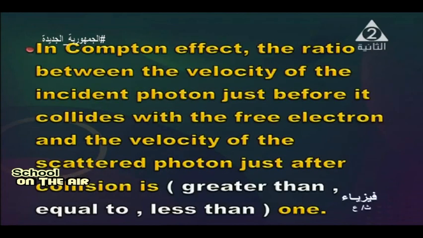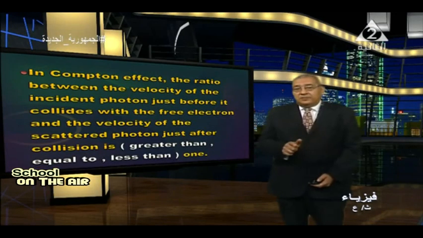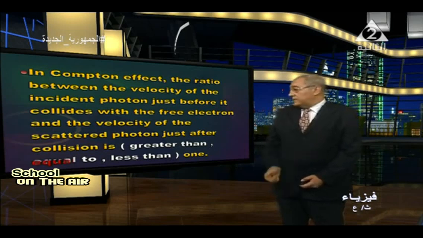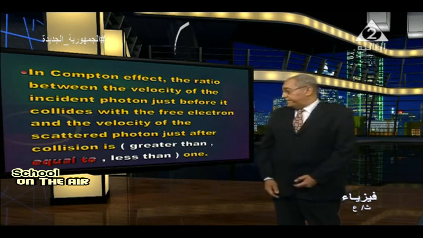Another choice: in the Compton effect, the ratio between the velocity of the incident photon just before it collides with the free electron and the velocity of the scattered photon, is it greater than, equal to, or less than 1? Your attention. Light travels, scattered or incident, with the same speed, so the ratio must be equal to 1. So it is equal to 1.